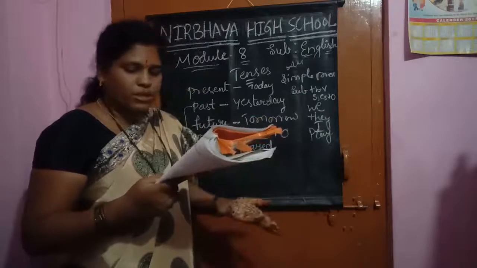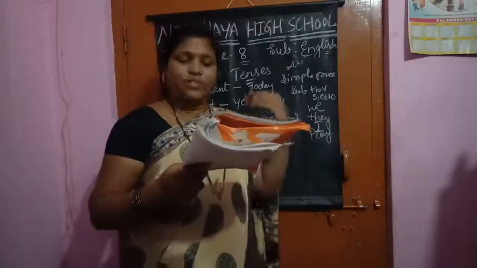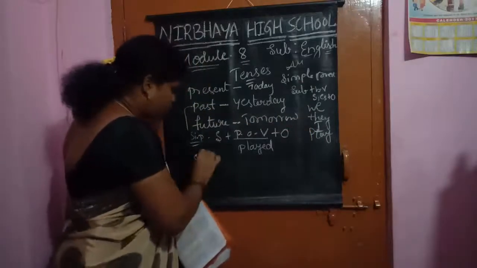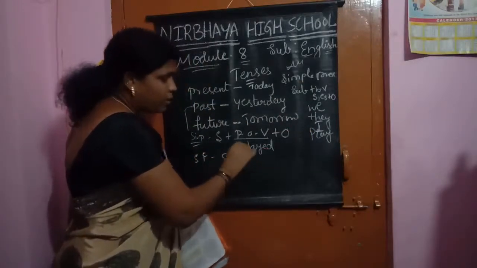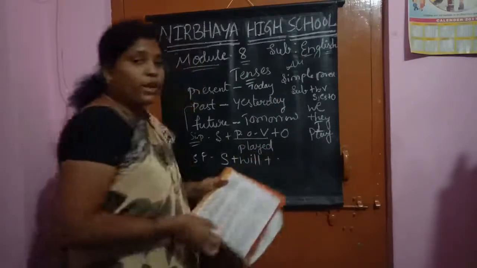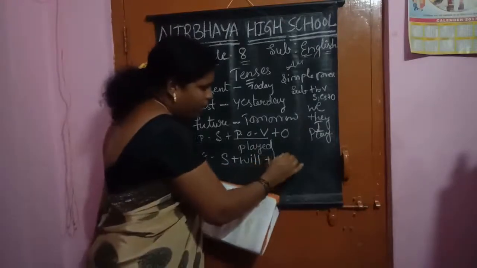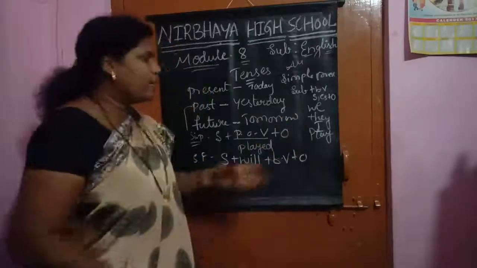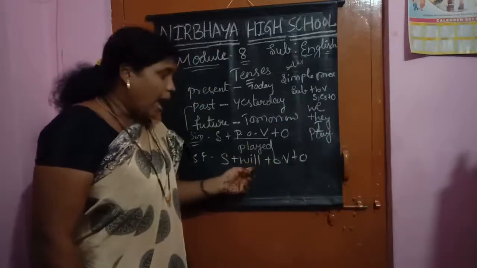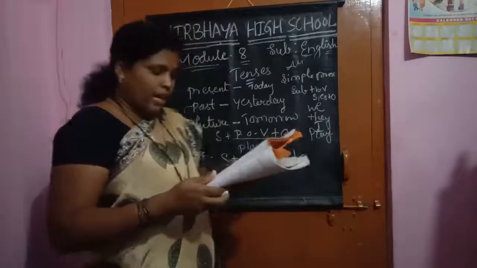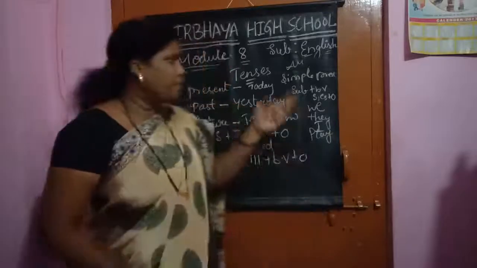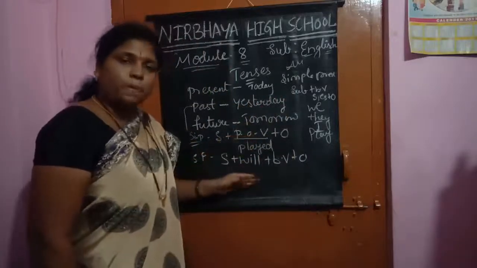What is the simple future tense? It refers to the action that will happen in future. What is the rule? Simple future rule: subject plus will, plus what, children? Base verb plus object. I said, I play with my friends. I played with my friends. Here, I will play with my friends. Understood, children? We will write like this. This is about simple present tense, simple past tense, simple future tense.